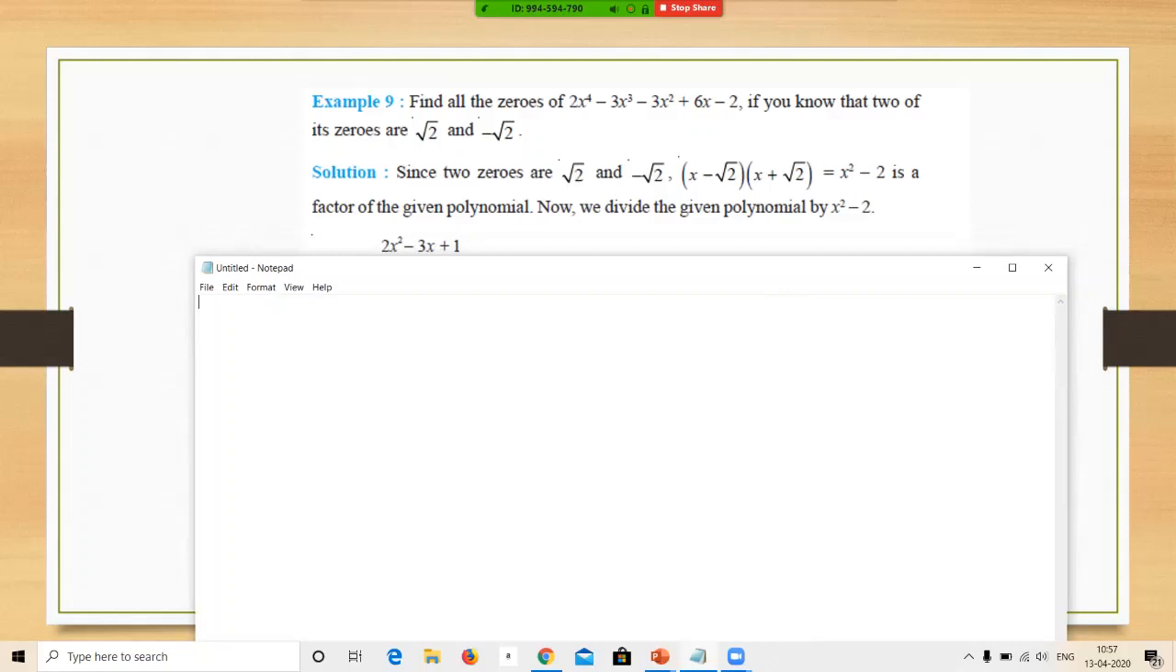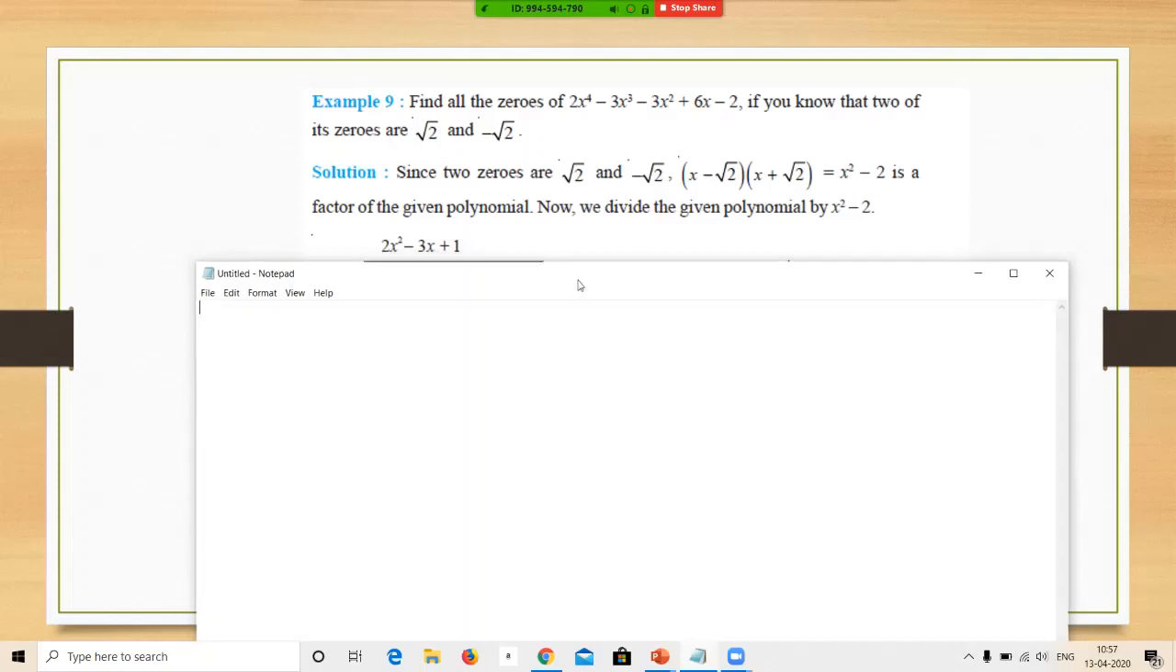Now that means this whole big polynomial, 2x4 minus 3x cube and so on, is nothing but equal to x square minus 2 multiplied by 2x square minus 3x plus 1. Still we have not got any zeros. So what we need to do now is go ahead with the middle term factorization of 2x square minus 3x plus 1. Do the middle term factorization of this quotient only now.